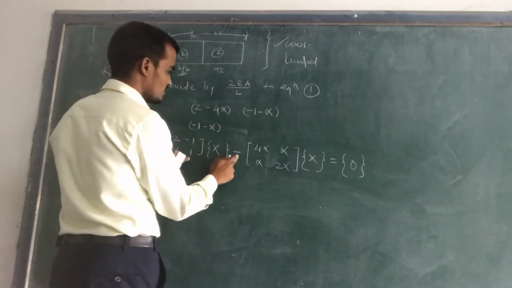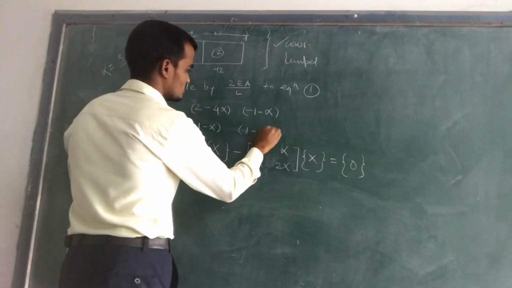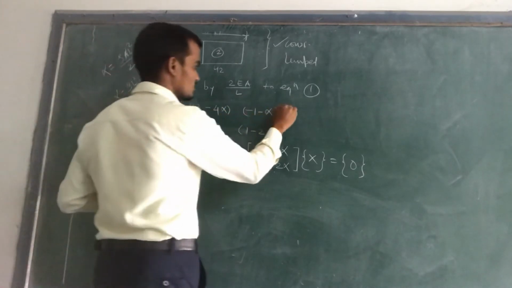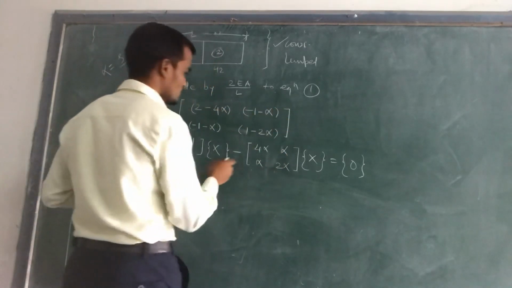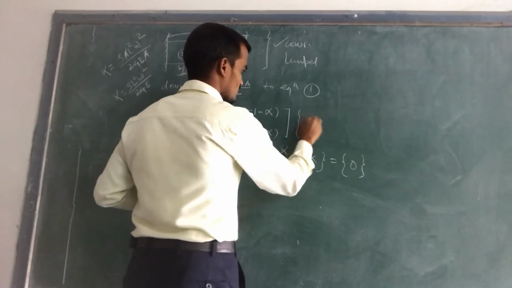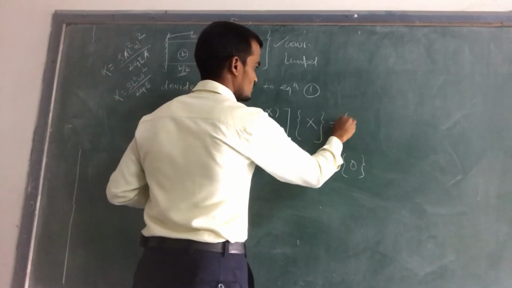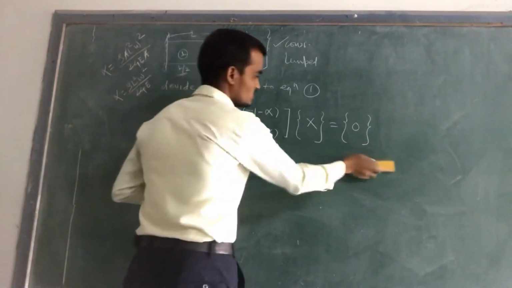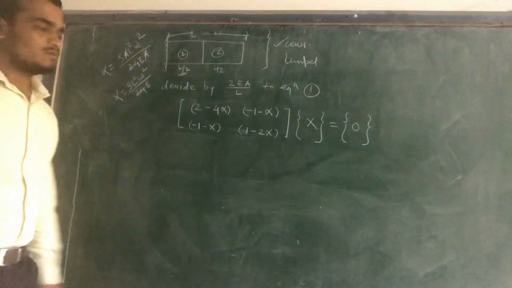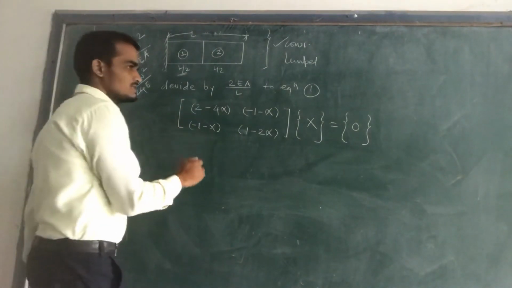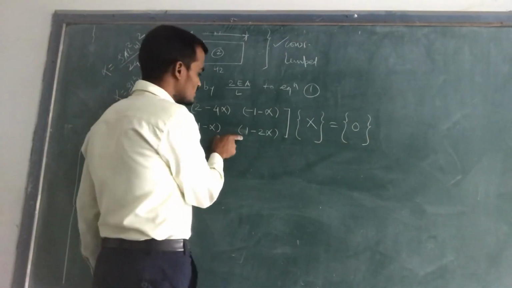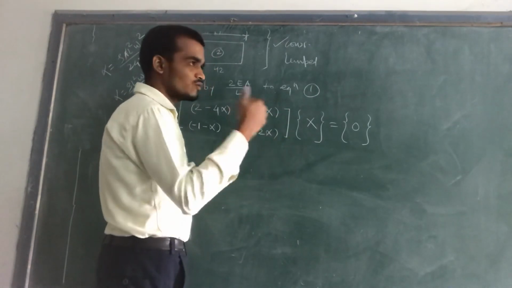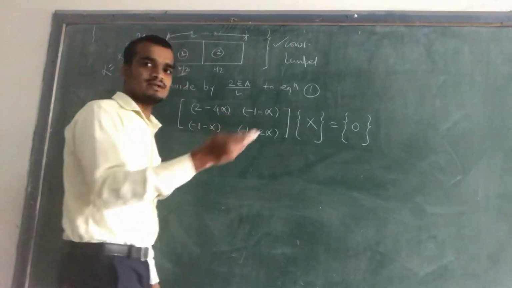Fourth term: 1 minus 2 alpha, 1 minus 2 alpha. So this is the combined matrix after subtraction, multiplied by x, is equal to 0. Now how to solve this problem? We need to take the determinant of this matrix equal to 0. We will get a quadratic equation. By using the quadratic equation, we will get two values. By using these two values, finally we will get the frequency.